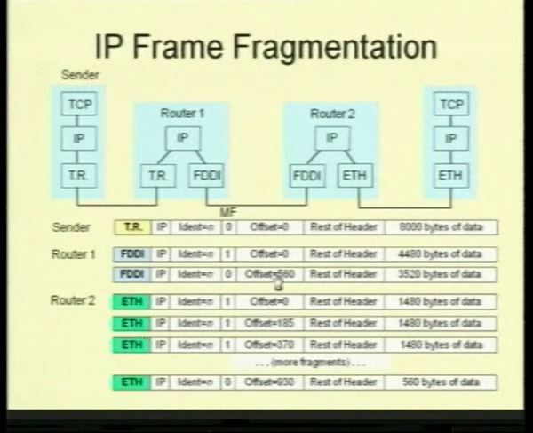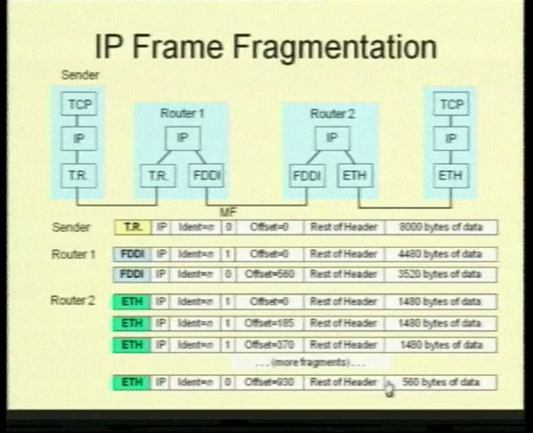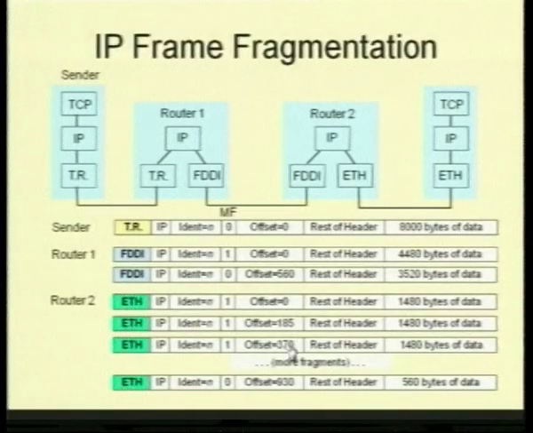Then in the second fragment I have 3520. This 3520 again is split into 1480, 1480, and the remaining data, 560 bytes of data. Now the offset field will clearly indicate to you the order in which these fragments are being sent, and the more fragments flag bit, other than the last fragment, all the others will have the more fragments set to 1.